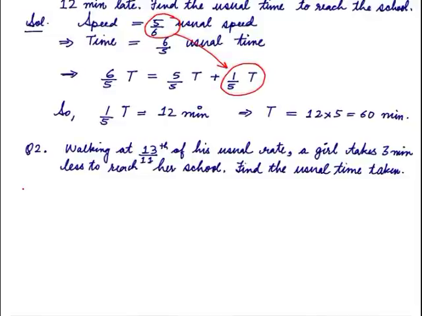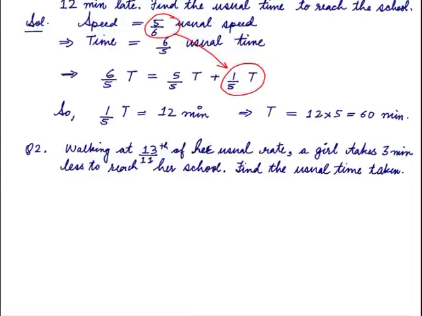Let us see one more question on the same concept. Here is the second question. Walking at 13 by 11th of her usual rate, a girl takes 3 minutes less to reach her school. Find the usual time taken by the girl to reach the school. Let us solve this again.